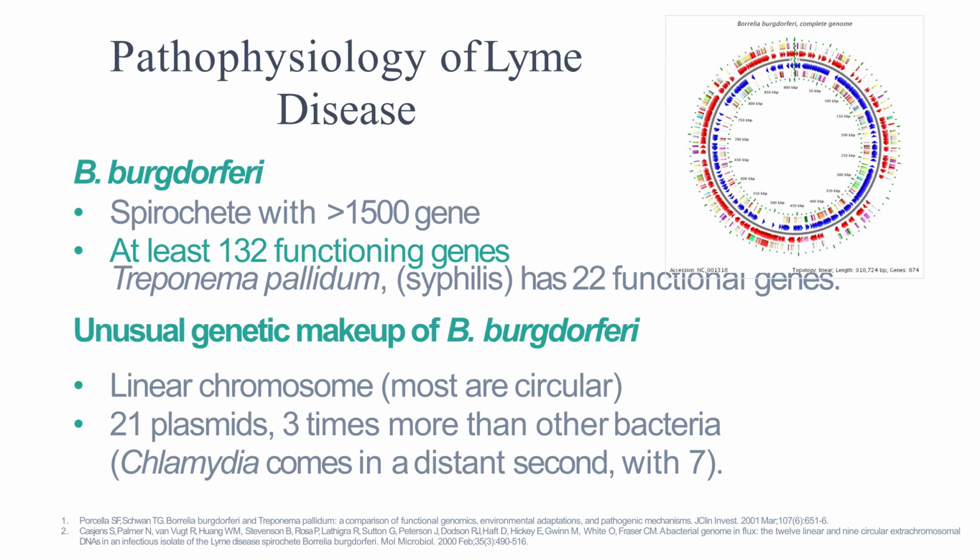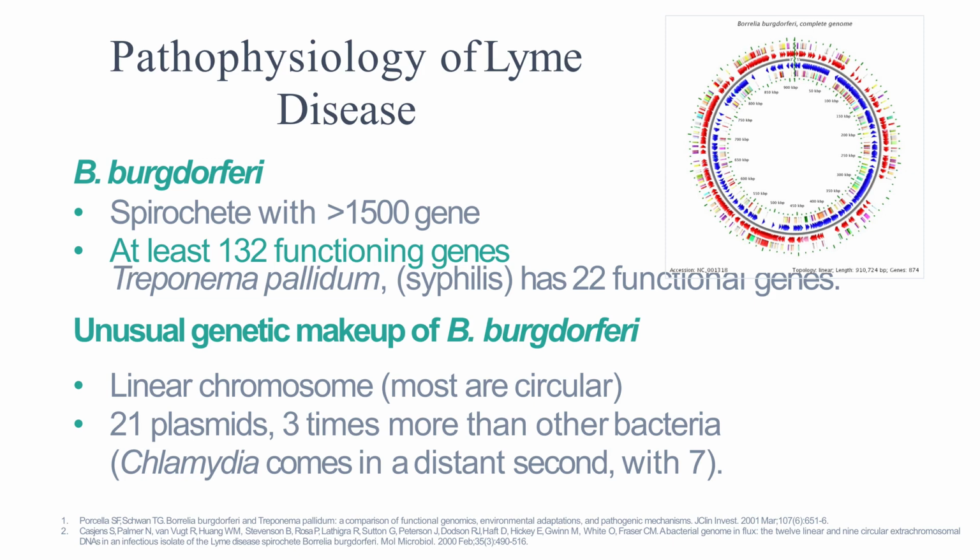And the first obvious thing to think about is the 1,500 genes these spirochetes have. That is massive if you think about it. So there's at least 132 functioning genes, and just to put it into perspective, things like syphilis has got 22 functional genes, and that's incredibly difficult to suppress.